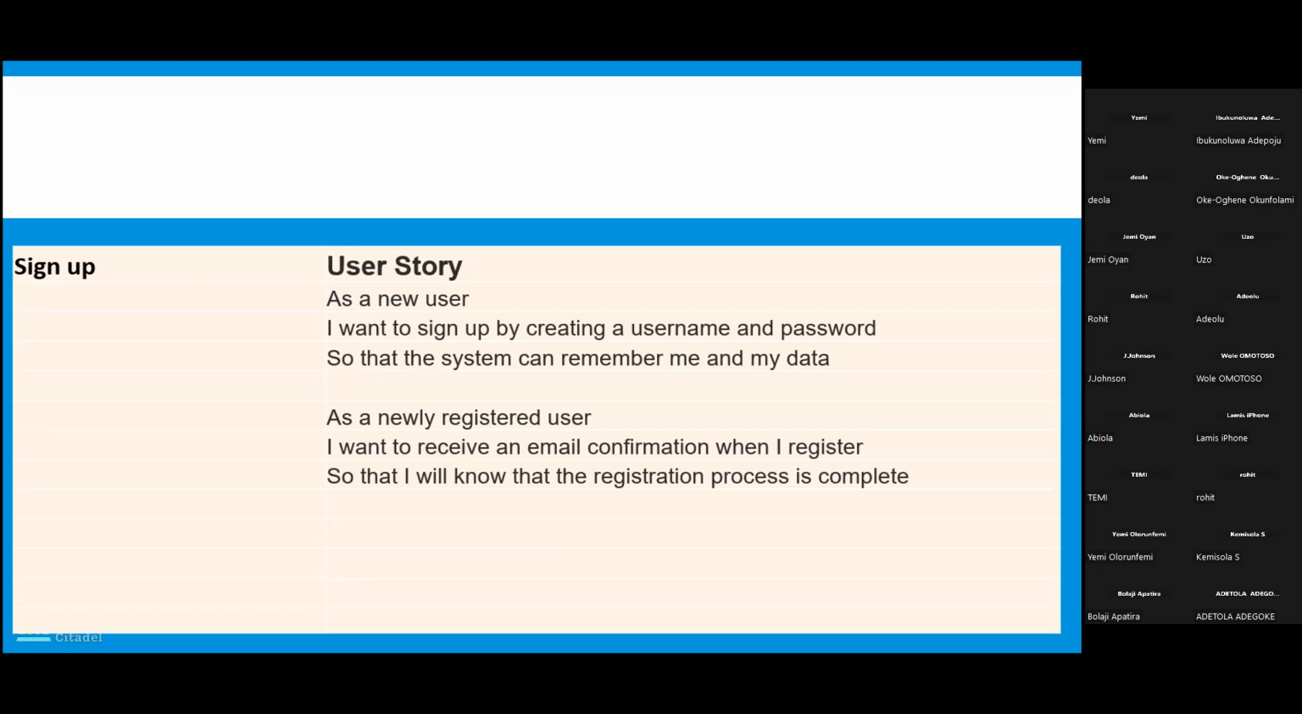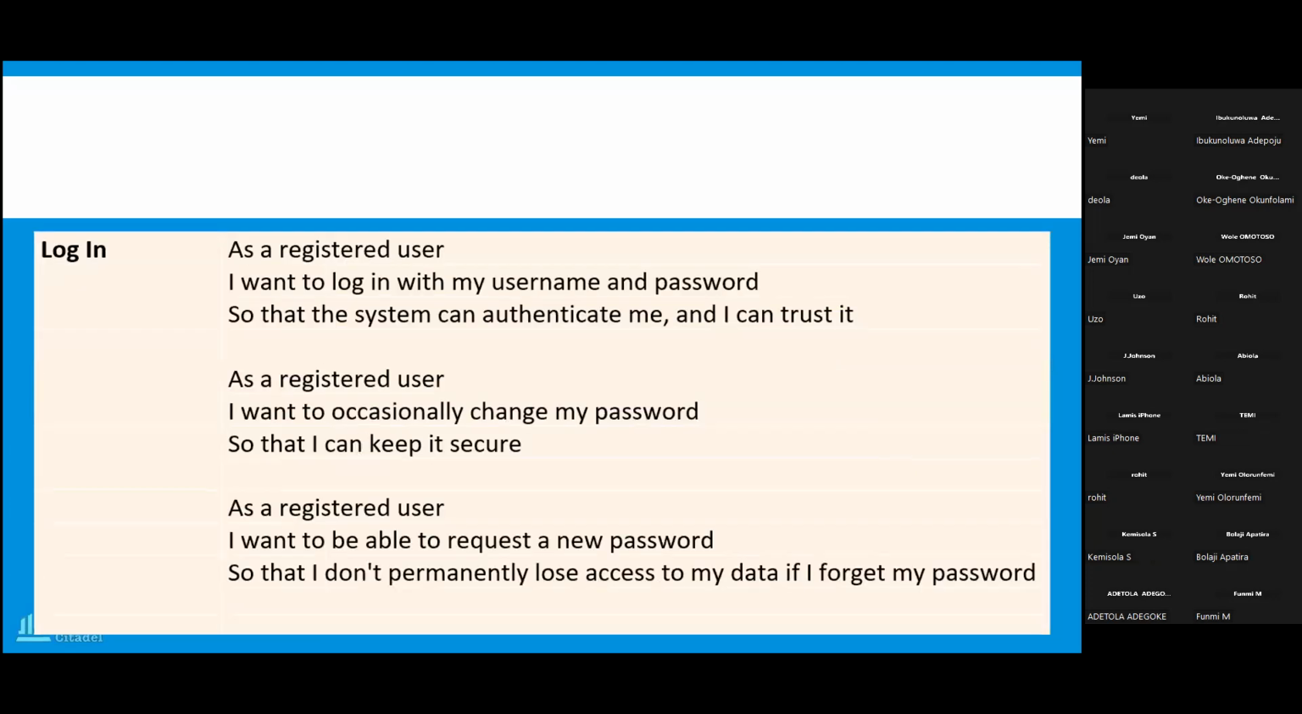Okay. So as a new user, I want to sign up by creating a username and password so that the system can remember me and my data. Okay, that's a sign up user story. As a newly registered user, I want to receive an email confirmation when I register so that I will know that the registration process is complete. Okay, so I'm just giving us different examples of user stories.